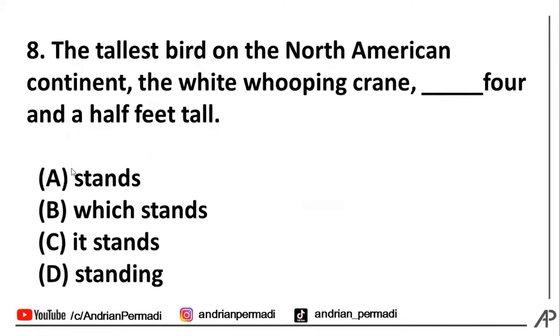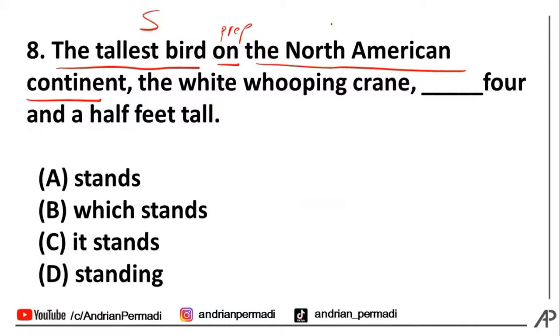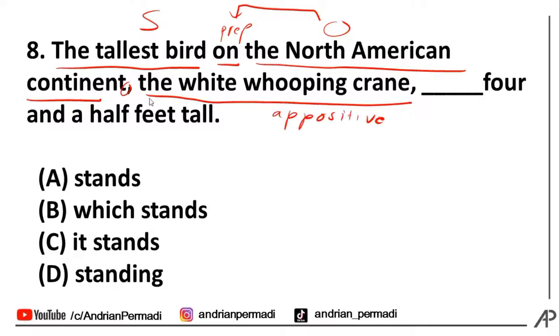Let's go to number eight. The tallest bird is considered to be the subject of the sentence. Let's try to find the verb. On is a preposition. The North American continent is a noun phrase that functions as the object of the preposition. Then we will have a comma. The white whooping crane is an appositive that explains the noun bird, 4.5 feet tall. Therefore, this sentence only has a subject.